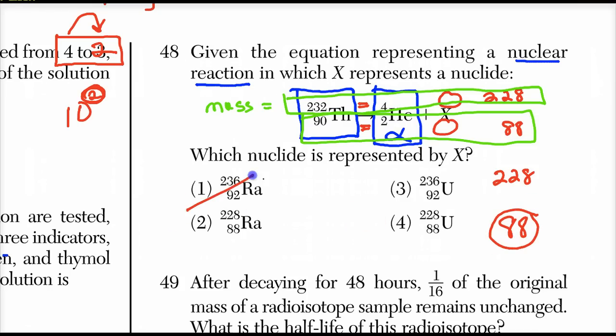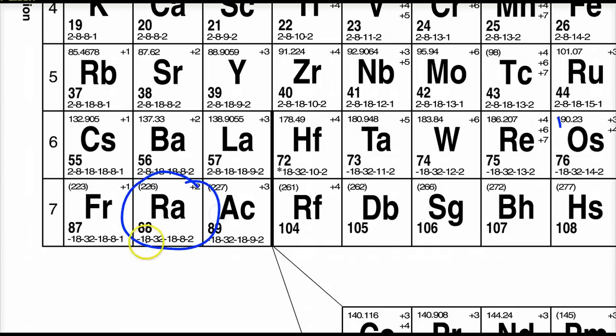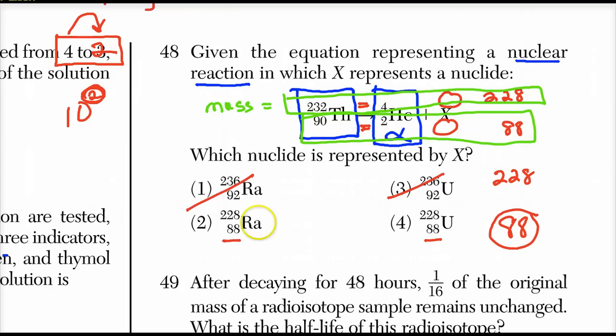So I get rid of 1 and 3, and I need to find which element's atomic number is 88. To the periodic table I go. So atomic number 88 is radium. Okay, make sure you get the right symbol. So the answer is 4. That's a 2. All right.